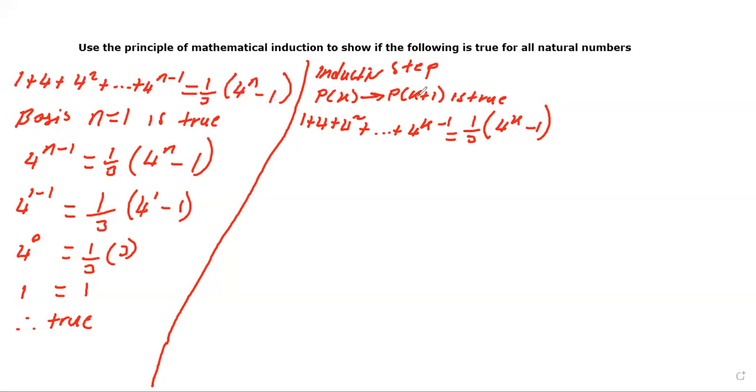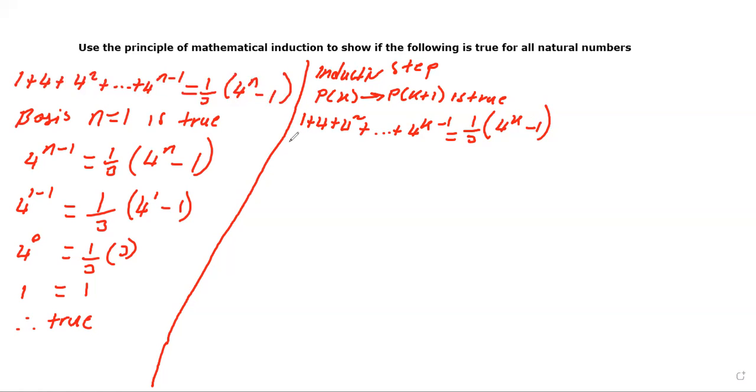Now we're going to show P of k plus 1. So P of k plus 1 would be the next term in the sequence. All right, so P of k stops at 4 to the k minus 1. Therefore, the next term in the sequence is going to be 4 to the k plus 1 minus 1. All right, so let's look at that. So let me just change the color as well.